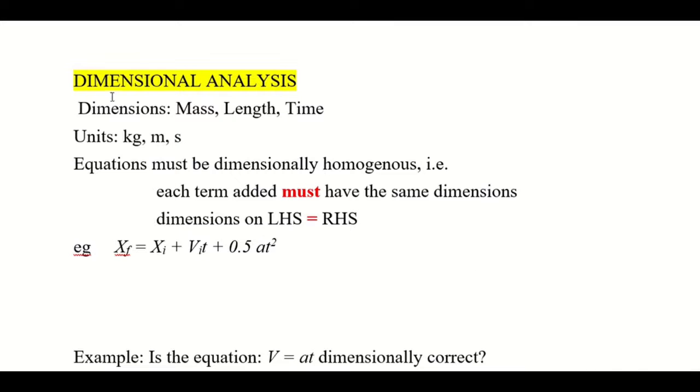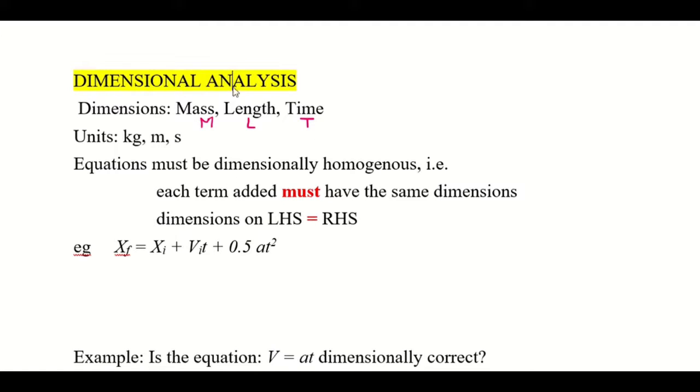We now look at what we call dimensional analysis. This is an analysis of equations based on their dimensions, which are mass, length, and time. You could also use the units instead of dimensions, but we use the dimensions here. The units would be kilogram, meters, per second, and the dimensions are M for mass, L for length, and T for time, so mass, length, and time.